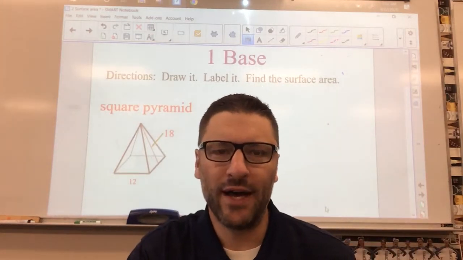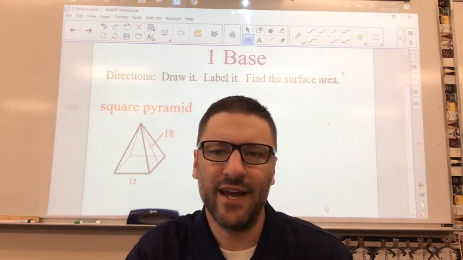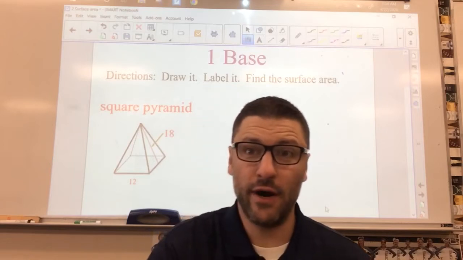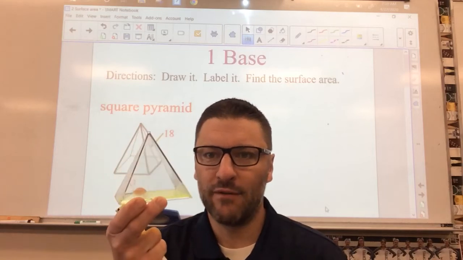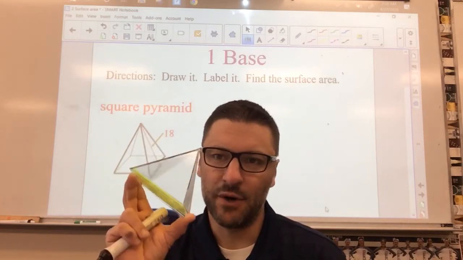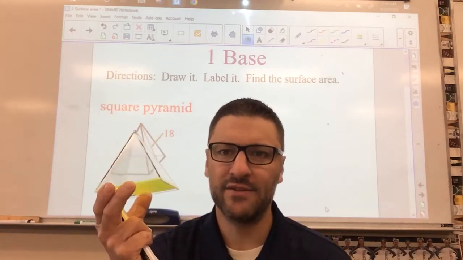All right, welcome. This is the surface area and lateral area formulas for a one-base figure right here. We're going to find a formula for this today, and then we're going to use the formula and see how it applies to problems.